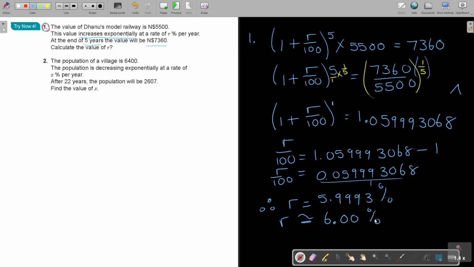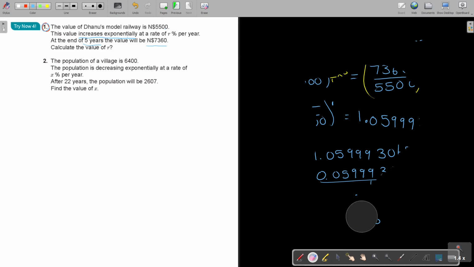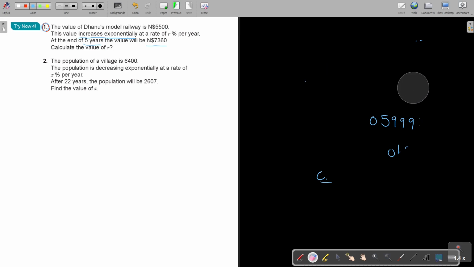So basically, what was the value of R? That was an increase of 6% exponentially. That's how you do number 1. Not so difficult. And then I want you also to do number 2. Okay, let's just do number 2.